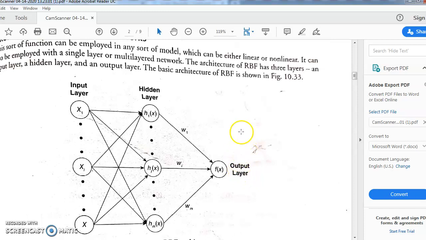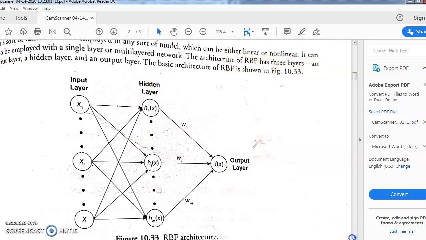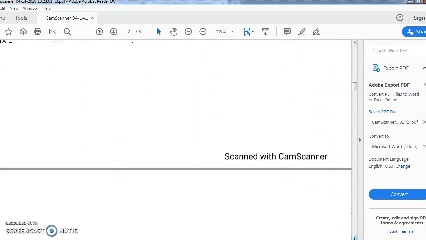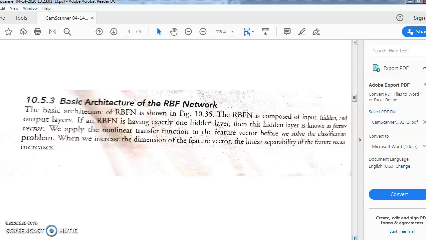Here the architecture of RBF is shown, where three layers have been shown: the input layer, output layer and hidden layer. The focus here is on the single layer network, with a single hidden layer. In the hidden layer we will apply the non-linear mapping. So let's see the basic architecture of the RBF network, which I have shown in the above diagram, which consists of input, hidden and output layers, and an RBF network has exactly one hidden layer.